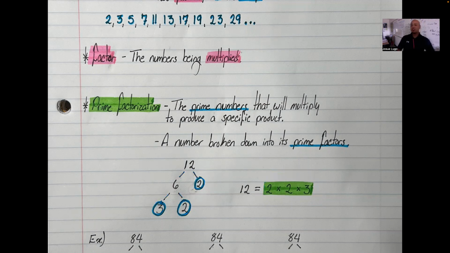So again, it's almost like you're taking a number and breaking it down into its prime ingredients, into the simplest numbers that are factors of that number. So in this case, the simplest numbers are 2, 2, and 3.